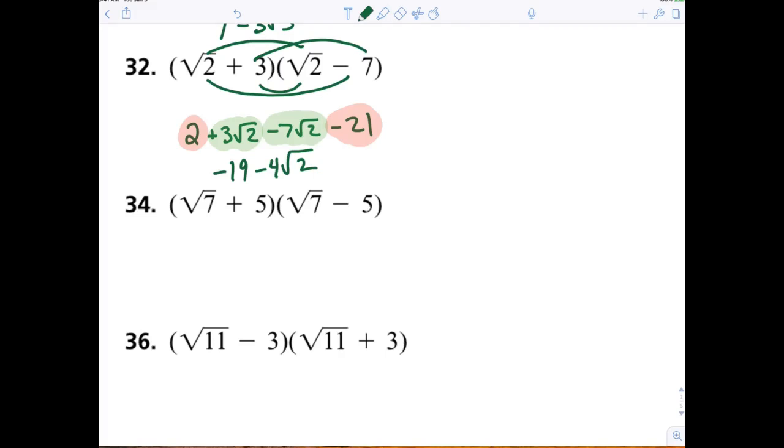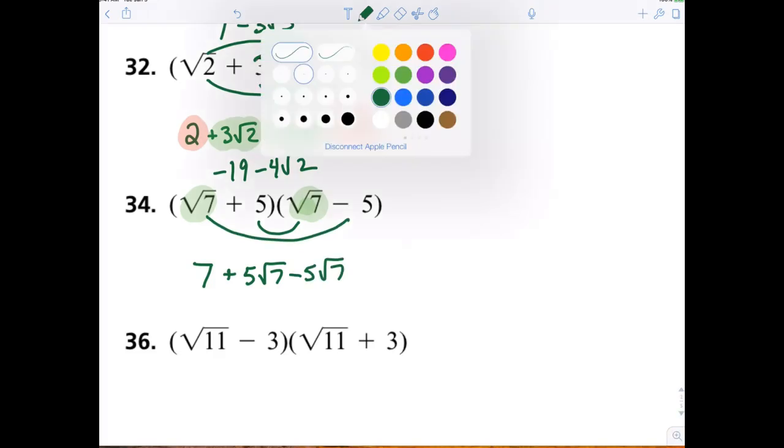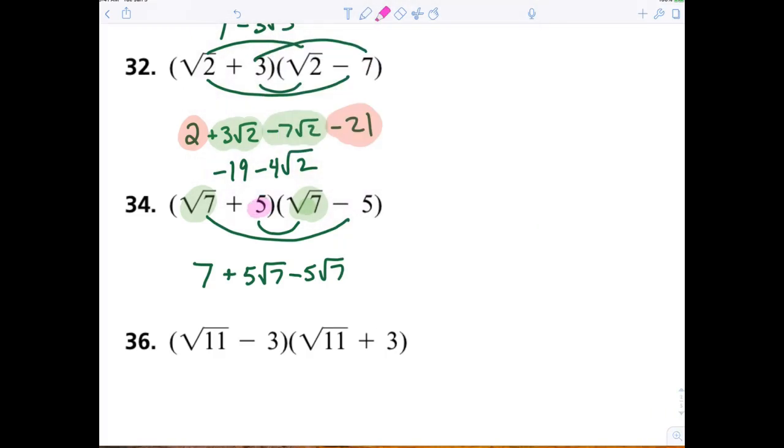So let's take a look now and remind yourself again. Square root of 7 times the square root of 7 is just what? 7. Now we're doing the middle smiley face. Positive 5 radical 7. Then this one is a what? That's right, negative 5 radical 7. And then finally, we're dealing with positive 5 times negative 5, which is, good job, Allison, negative 25.